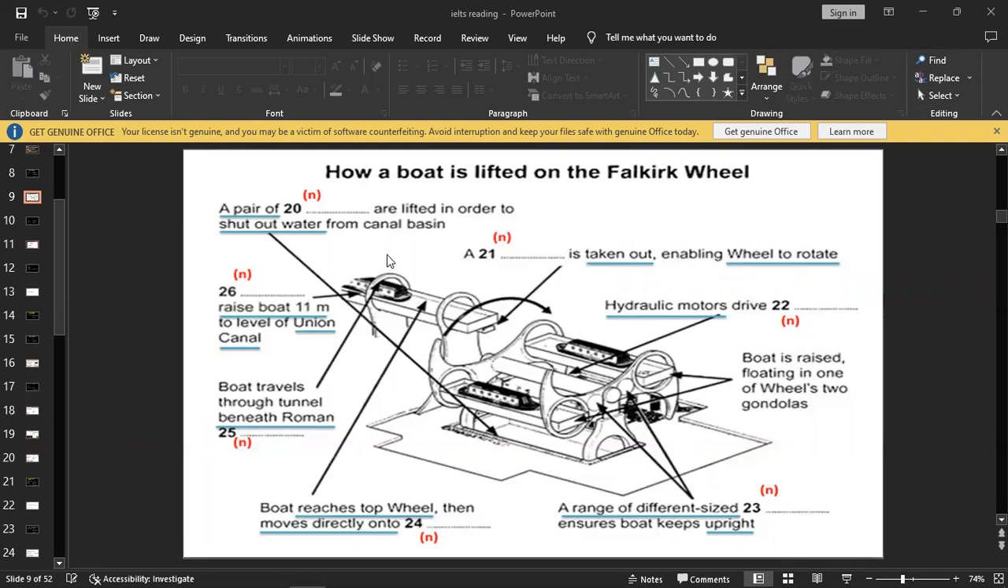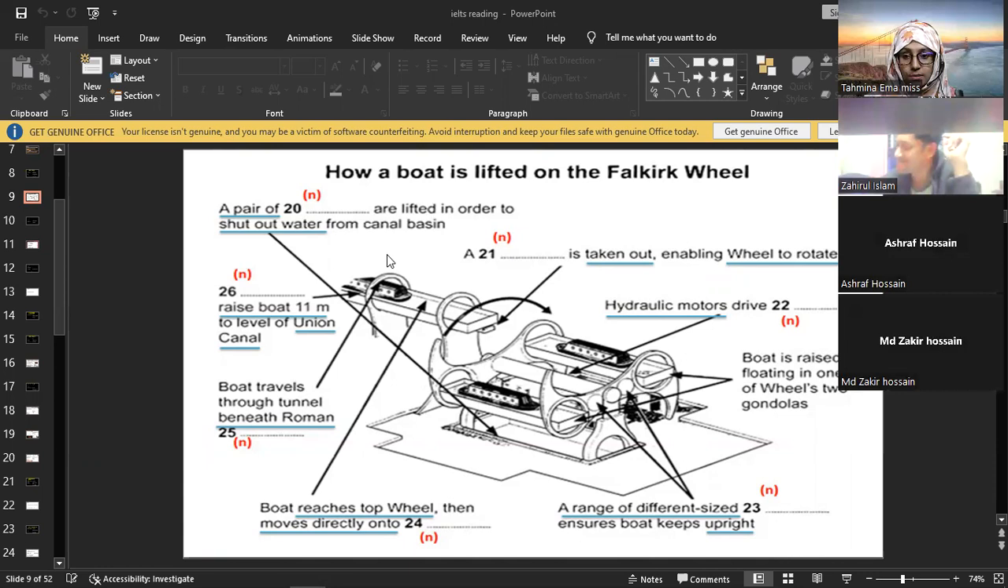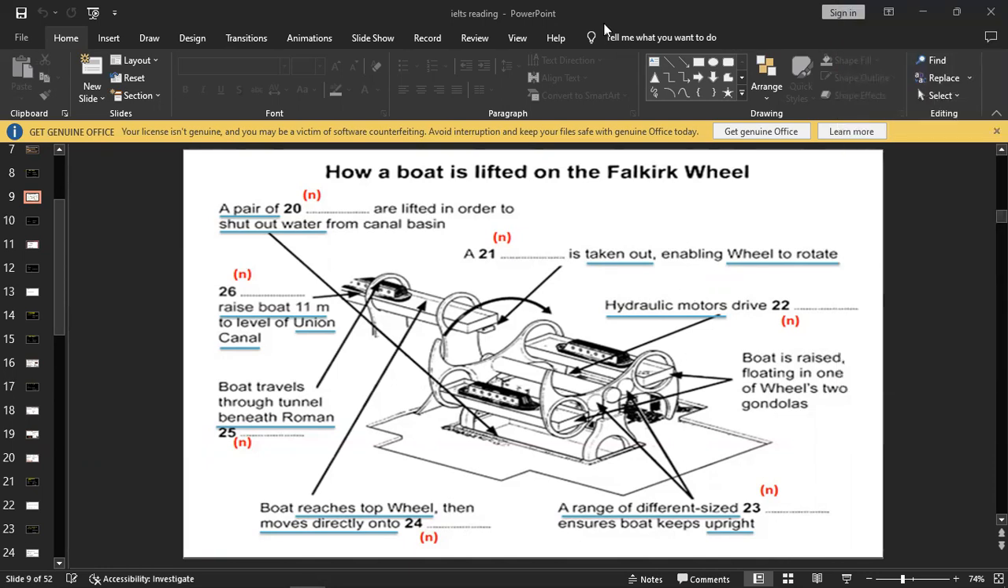And what do we mean by labeling? The thing is, labeling means naming. Labeling means naming. Okay? So this is all about diagram labeling.